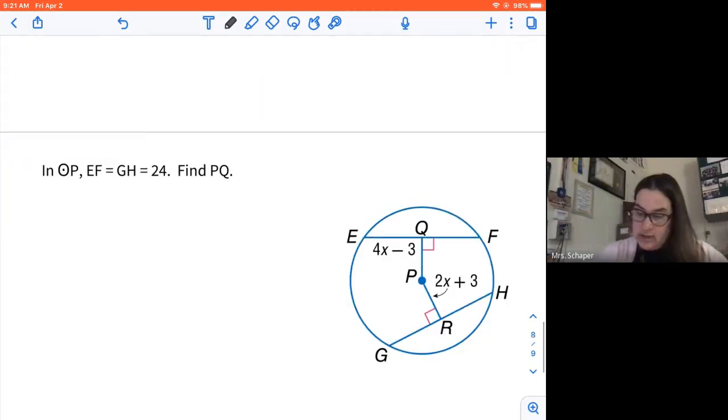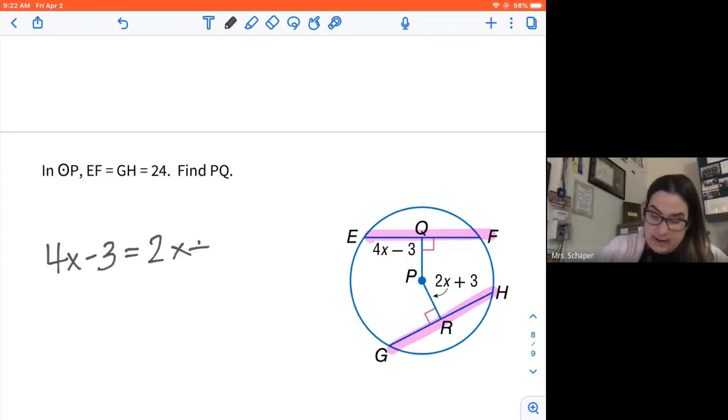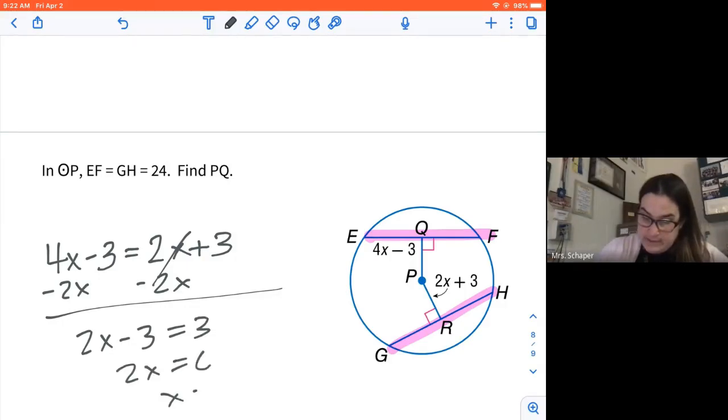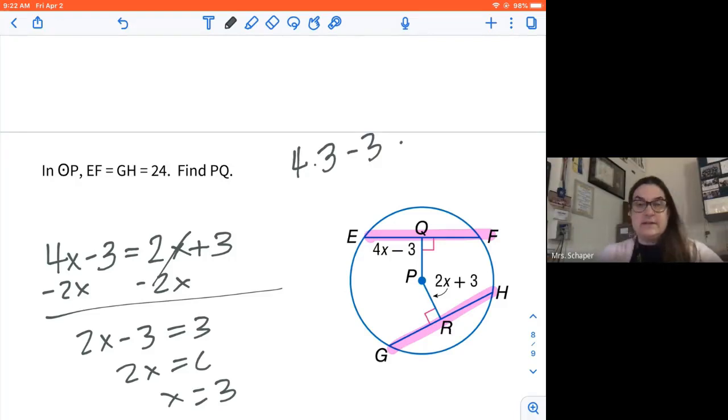This is important. So when I look at this in circle P, it tells me that both EF and GH are the same. If they're the same, they're equidistant from the center. So 4x minus 3 is 2x plus 3. So I'll subtract 2x from both sides. So 2x minus 3 equals 3, 2x equals 6, x equals 3. Now it wants me to find PQ. So I'm going to take 4 times 3 minus 3, 9 units. There we go.